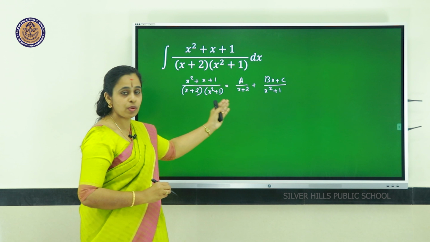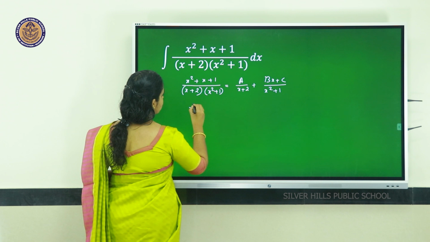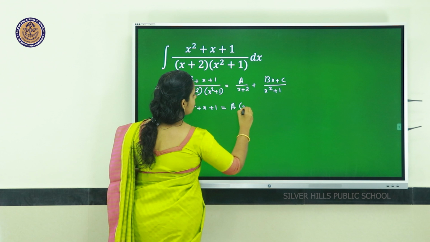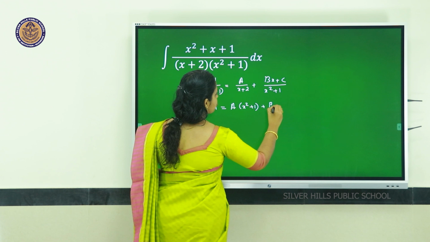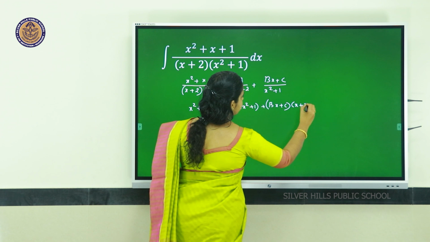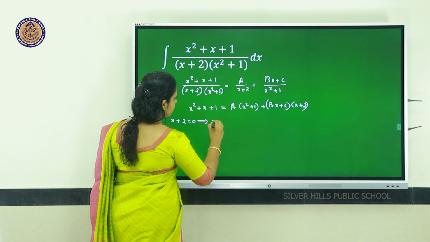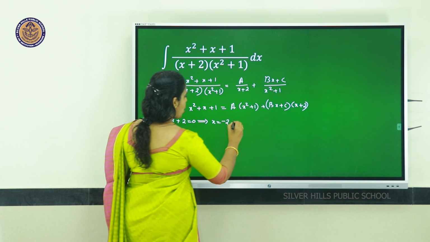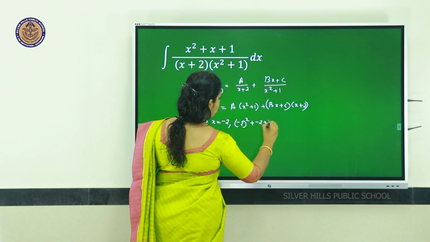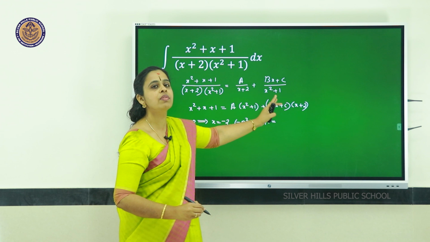As previously, x square plus x plus 1 equal to a into x square plus 1 plus bx plus c into x plus 2. Let us give the factor x plus 2 equal to 0. x plus 2 equal to 0 gives x equal to minus 2. Substituting in LHS, minus 2 square plus minus 2 plus 1 equal to, where you see x plus 2 as a factor? Here. So that part will become 0.